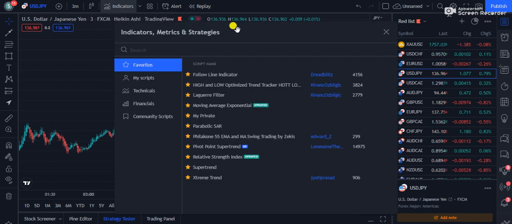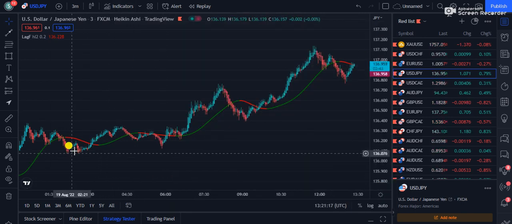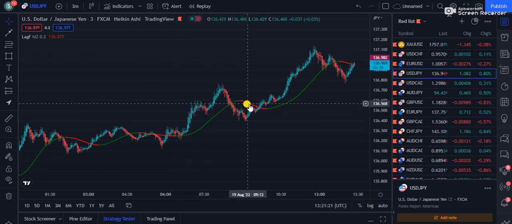We will be using two indicators in this strategy, and the first indicator is the Lagori filter, by Kiwan's Osbijalik. You can see it's among the favorites of different traders. It's very simple, not a complicated strategy. You can see green for buy and red for sell.